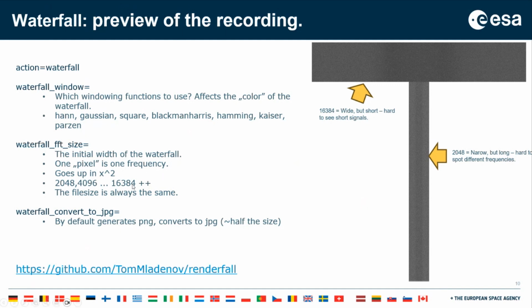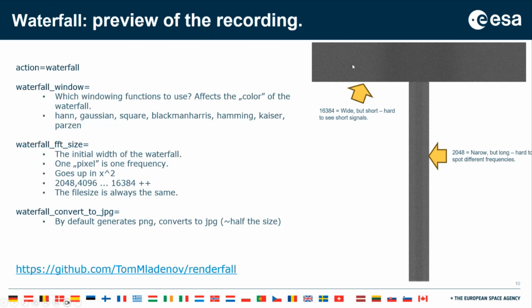So instead, you probably want to go for a higher number. I use 16,384 for 1.5 megahertz recordings, and it gives you a sweet spot. The waterfall is a bit wider, and you can see all the signals in the spectrum. You can distinguish between the different signals, and you can see them better. One thing to note, it doesn't change the actual size of the waterfall.